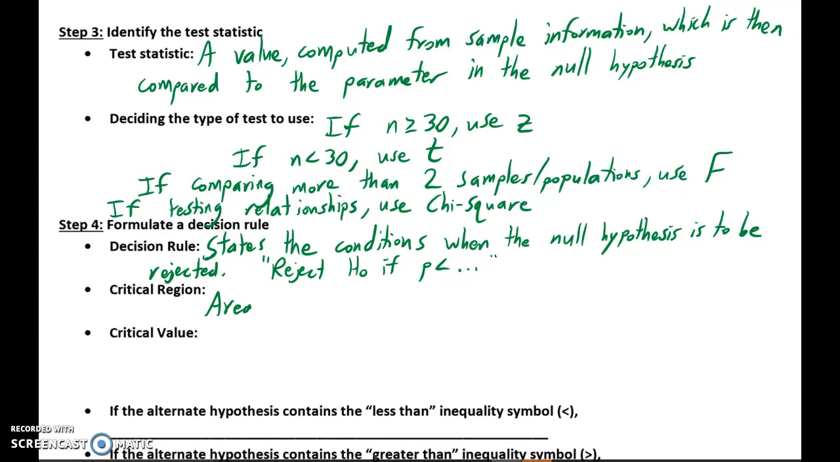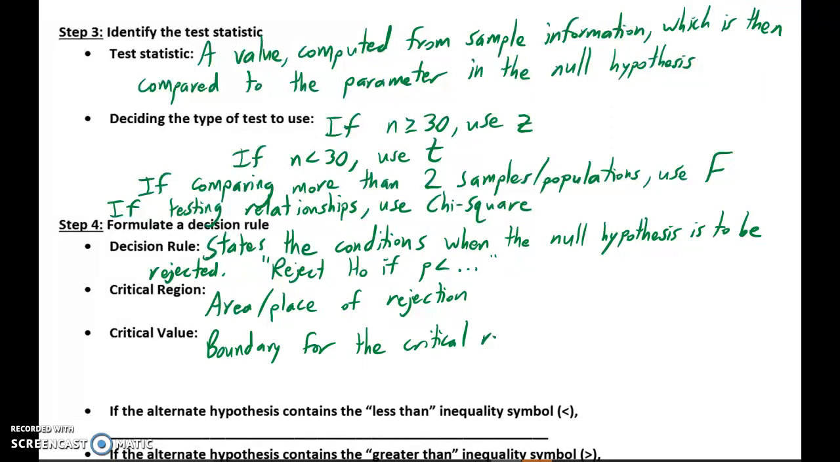Critical region is simply the area or the place of rejection. You might recall back when we did z-curves that we had cutoff boundary values and we shaded above or below certain numbers. Very similar idea with critical region. And the critical value is the boundary for the critical region. We're going to mostly be focusing on p-values, but this stuff does come up.